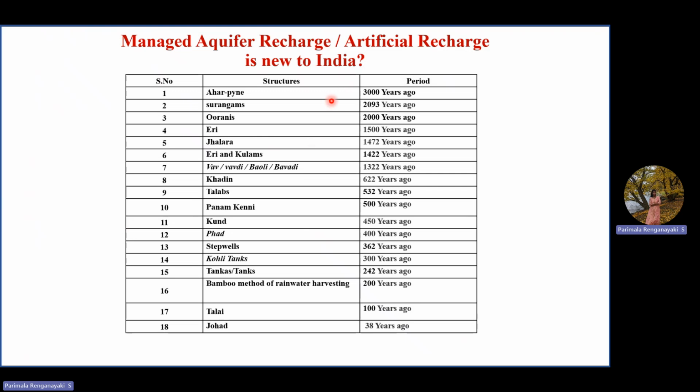See here, 3,000 years ago, again 2093, haud; 400 years ago, step wells; 362 years ago, Kohli tanks; 242 years ago, bamboo method of rainwater harvesting; 200 years ago, Talai; 100 years ago, Johar; 38 years ago.